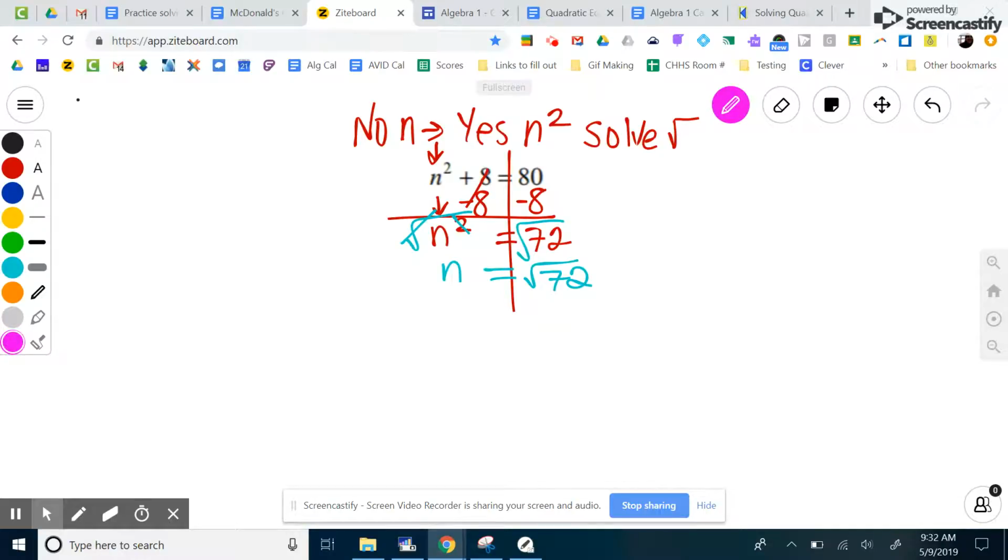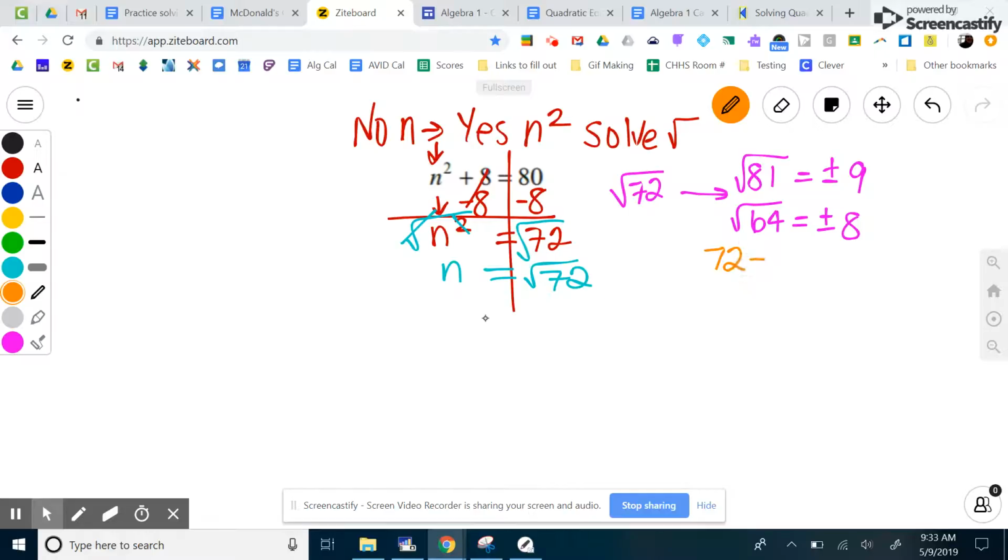So I'm going to look at my perfect square list and see where 72 falls. 72 is between square root of 81, which is plus or minus 9, and square root of 64, which is plus or minus 8. So first number I'm going to try is 64. So 72 divided by 64. Okay, that gives me a decimal. So I know it doesn't work, so I'm going to cross it out.